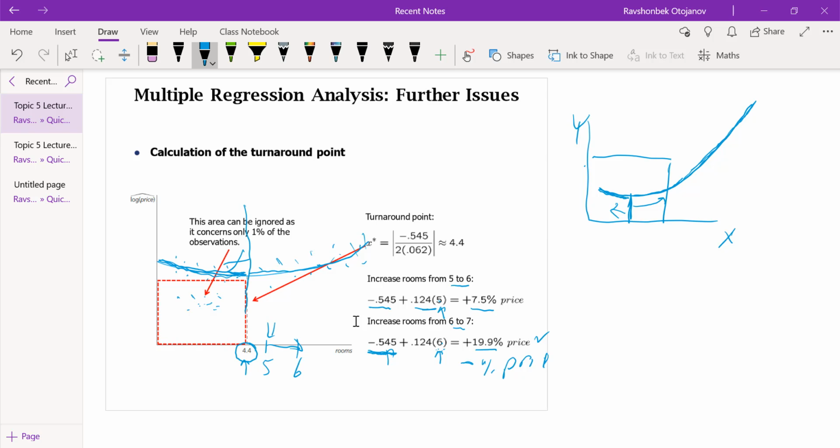Okay, so that's all about the quadratic equation and the associated issues.